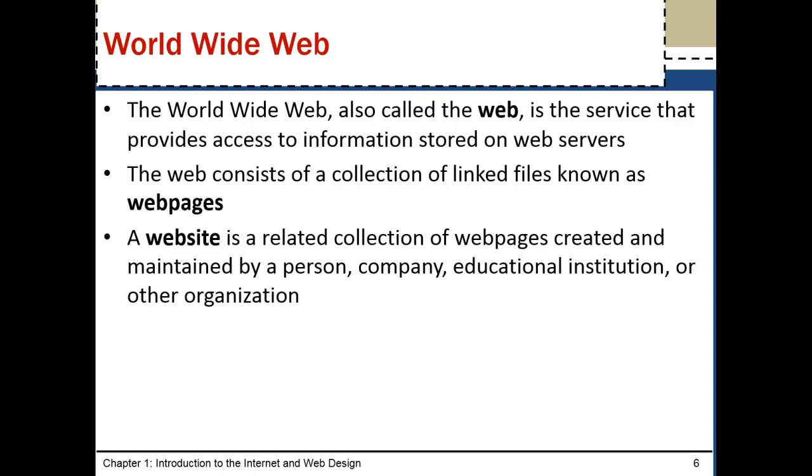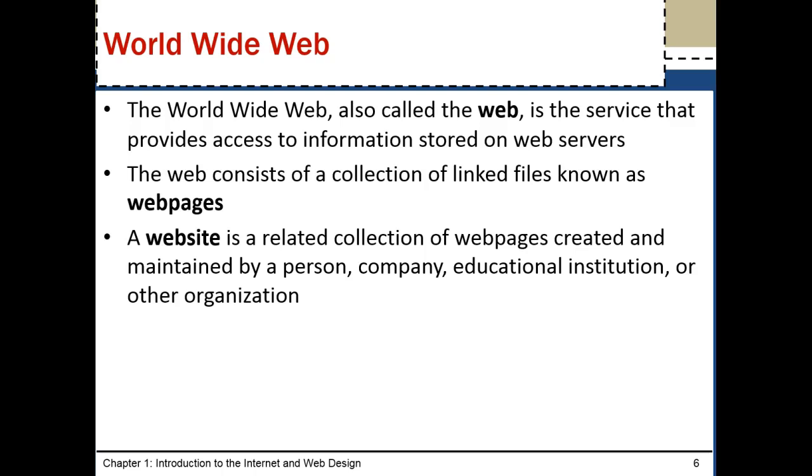World Wide Web, also called the web, is the service that provides access to information that is stored on the web server. The web consists of a collection of linked files known as web pages. And a website is basically a related collection of web pages that are created and maintained by a person, or maybe a company, or maybe an educational institution, or other organization.